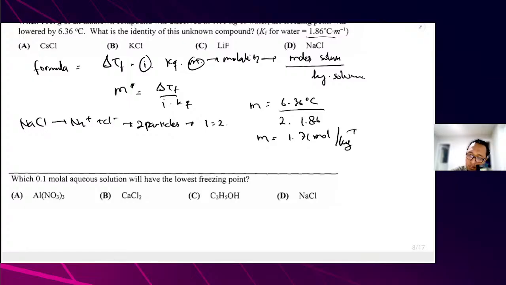So now let's take a look at the compound. For the molar mass, we can calculate 100 grams divided by 1.71 moles per kg, which gives us 58.5 grams per mole. So the answer might be D.